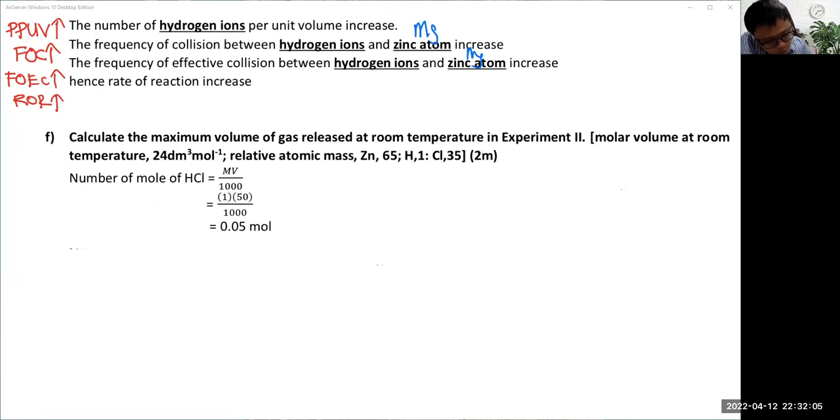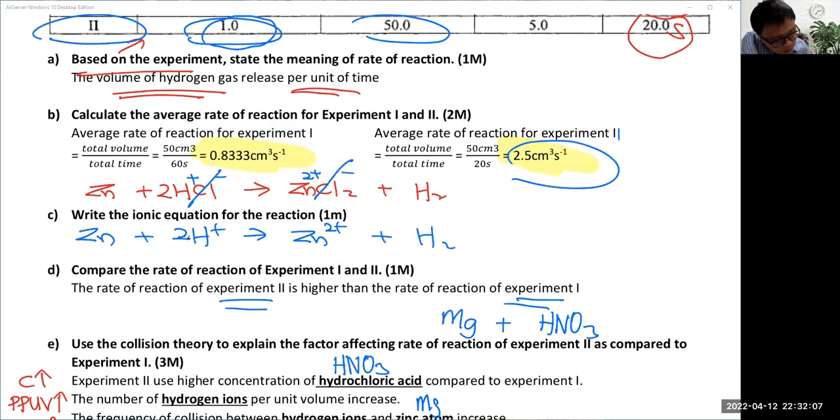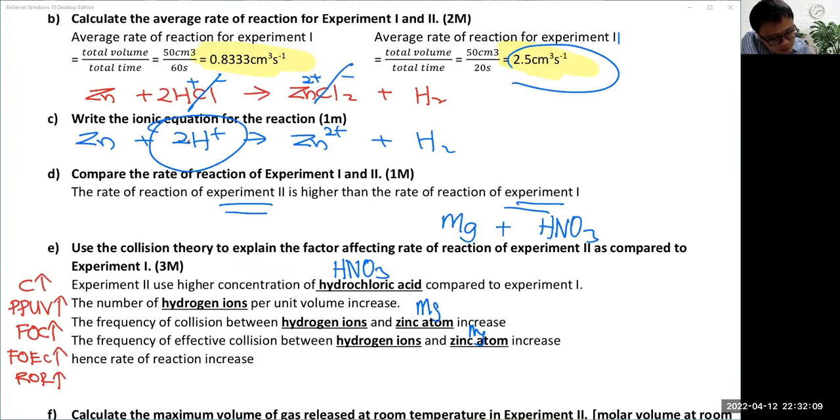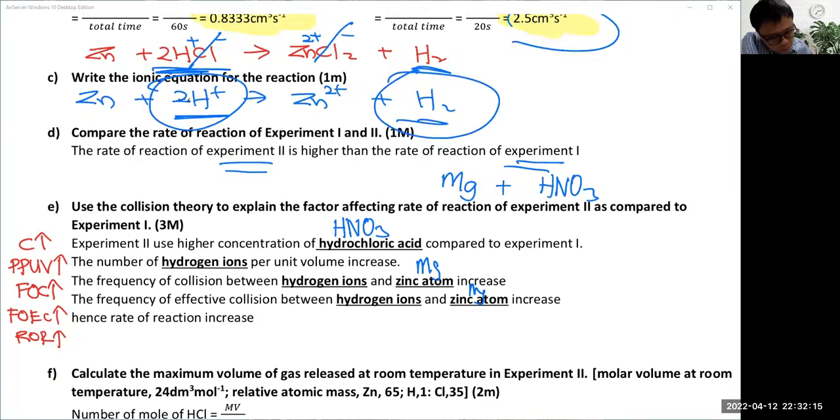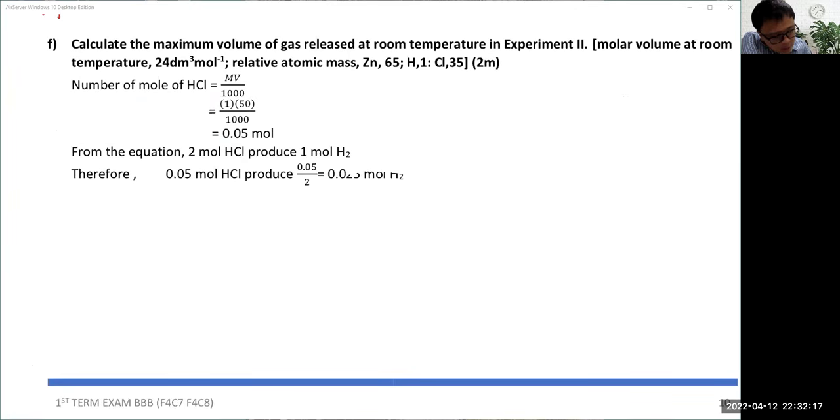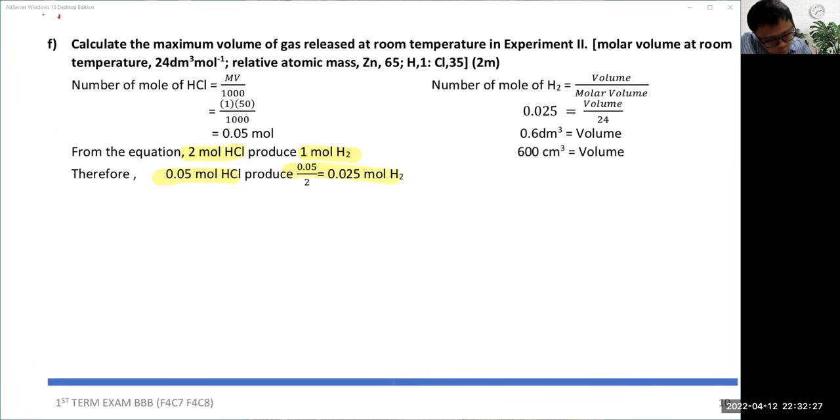Okay. Then after that, based on the reaction, for the hydrochloric acid and the gas released the ratio is 2 to 1. So 2 HCl will produce 1 H2. Then you can write out the sentence: 2 HCl will produce 1 H2. So 0.05 will get 0.025 mole of hydrogen gas. Then after that, you bring the 0.025 mole times the molar volume, you'll get how many cm3. Okay, so this is the basic calculation.